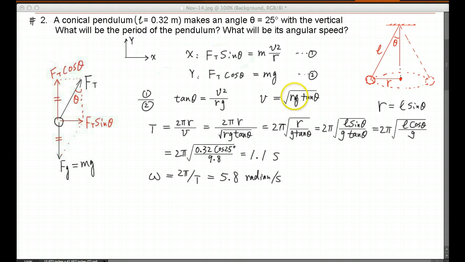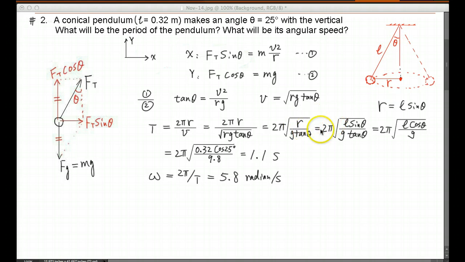Okay, and then since you have v, you don't have to plug in everything to calculate v for now, because the question is really asking for the period and the angular speed. So we go ahead and try to find the period. Period equals 2 pi r, that's the circumference, over the speed. And then we just plug everything in to simplify. Here is something we don't know directly, which is r. So look at this triangle. r is obviously equal to L multiplied by sine theta.